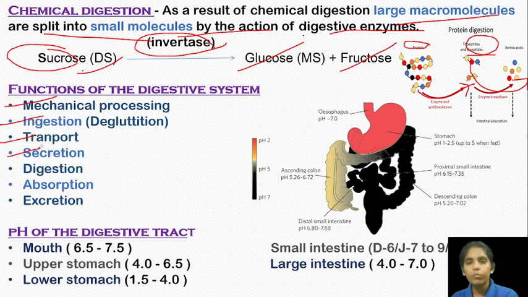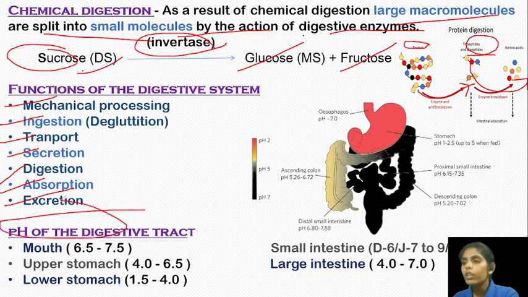And then secretion: different fluids and different enzymes are secreted into the digestive tract to support the digestion process. Digestion means conversion of the food we eat into nutrients. Absorption is the entry of the nutrients from the digestive tract into the blood circulation. And then excretion. After absorption of all the nutrients, the remaining undigested food or waste is excreted out of the body. That is known as excretion.